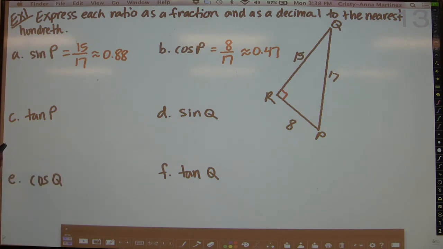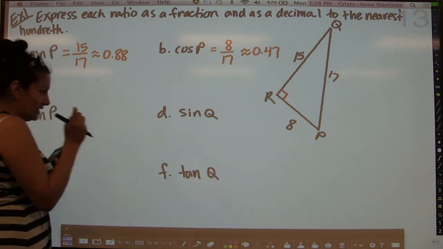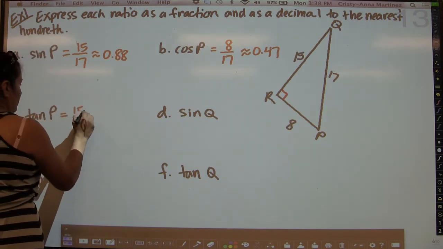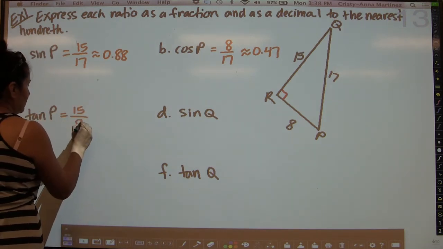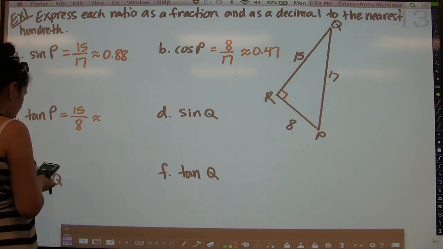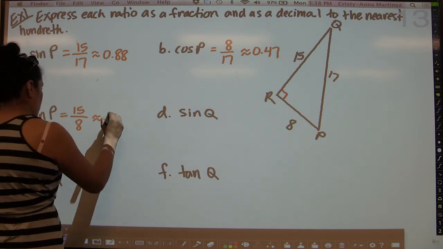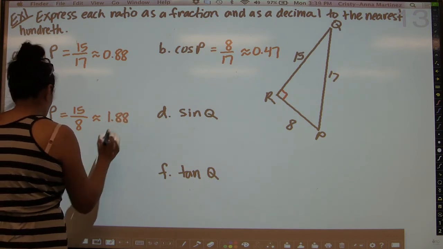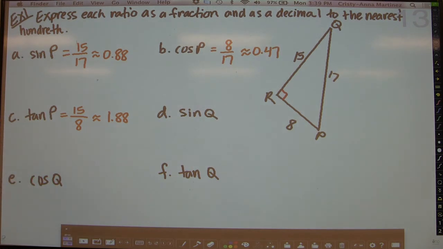Tangent of P, again using the same vertex P. This time tangent is TOA, so it's opposite over adjacent. So opposite is 15. Adjacent is 8. And then our decimal is going to be 15 divided by 8, which is going to come to 1.88, because it's 1.875. So to the nearest hundredth, it's going to be 1.88.